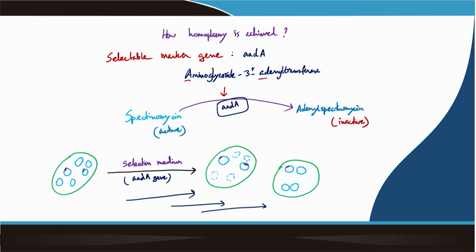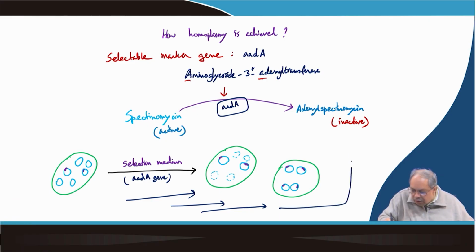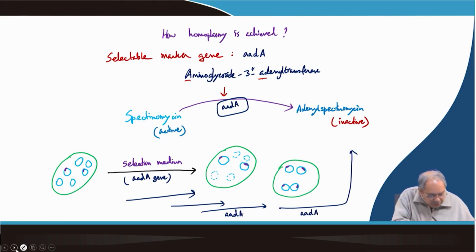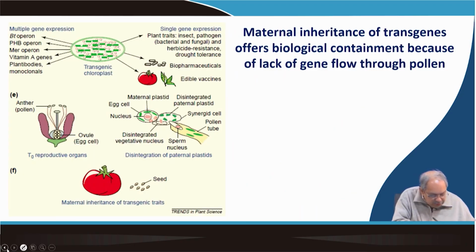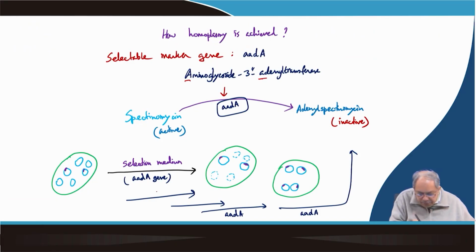So, this survived and this contains the gene of interest. In the next round, what is going to happen? You continue to give AADA selection. AADA selection means you have to grow with spectinomycin. So, better we write spectinomycin here.